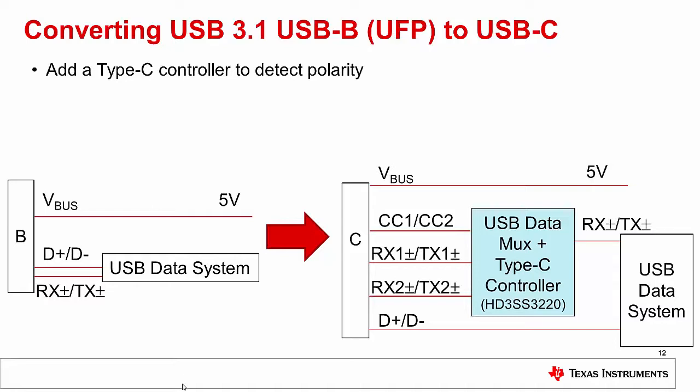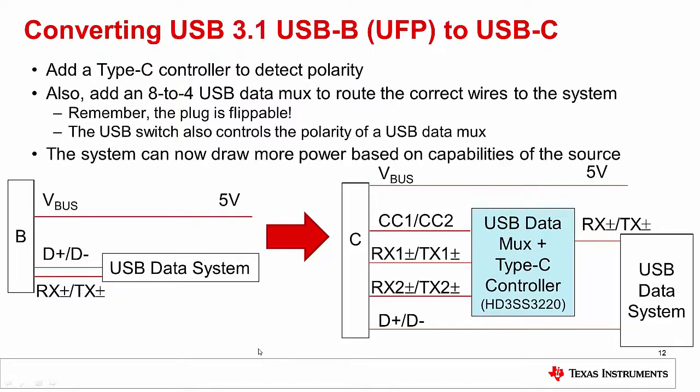Well, we can do that without any extra cost. So what we do in this system is we have to know the polarity of the plug. So we have to do the appropriate logic on the CC1 and CC2 pins to determine the polarity so we can flip the mux in the appropriate orientation. And TI has a part that does that in an integrated fashion, the part shown here.